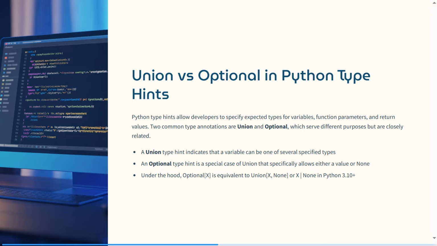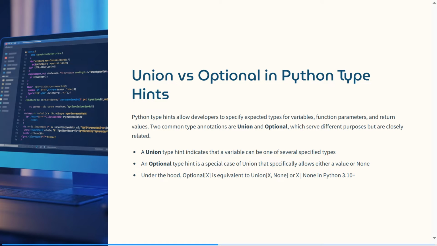So, today we are going to look at Union versus Optional in Python type hints. Python type hints allow developers to specify expected types for variables, function parameters, and return values. Two common type annotations are Union and Optional, which serve different purposes but are closely related. A Union type hint indicates that a variable can be one of several specified types, and an Optional type hint is a special case of a Union that specifically allows either a value or None.